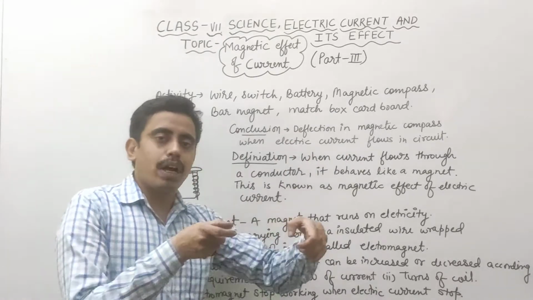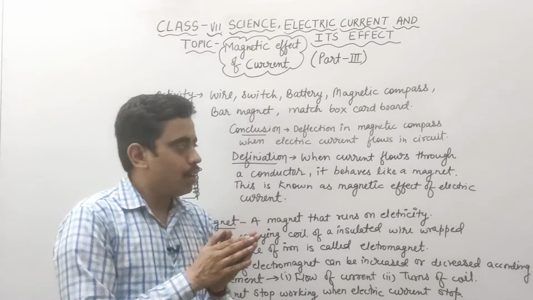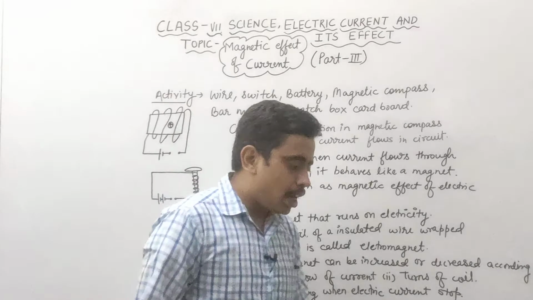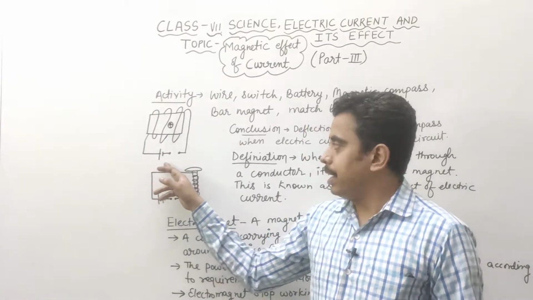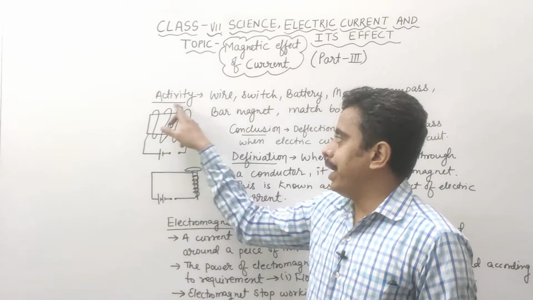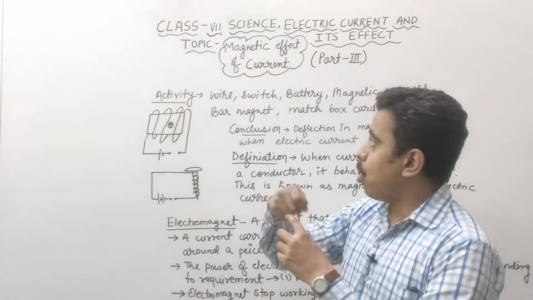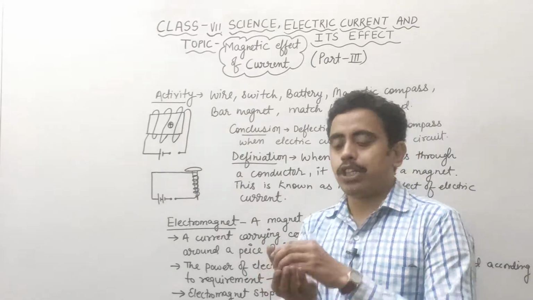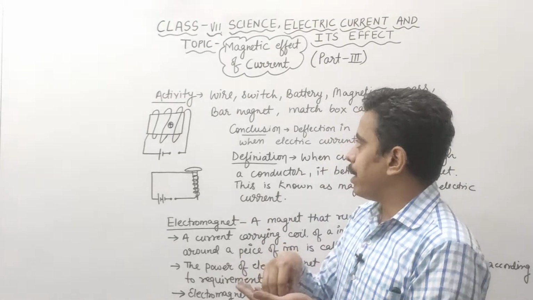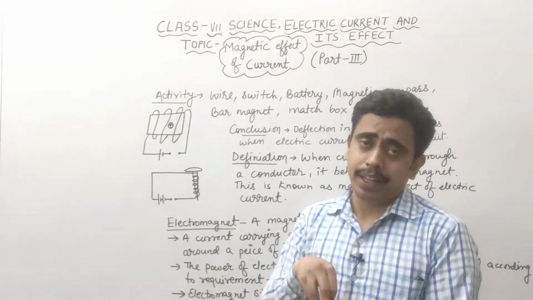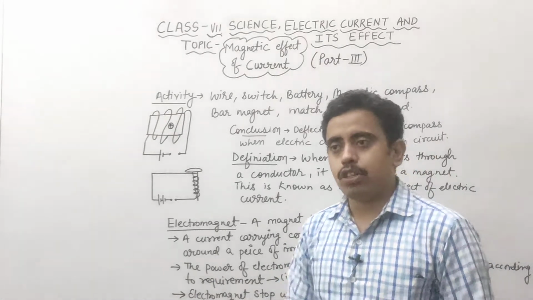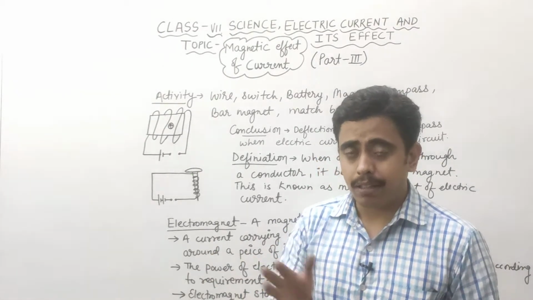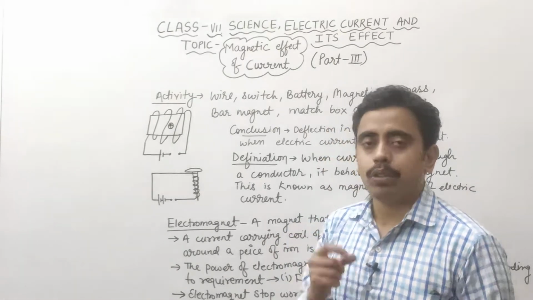Matchbox ke andar jo cardboard aata hai, jo khali jagah wala cardboard hota hai, that is needed. So what you have to do? You have to put a setup according to this diagram. We have plugged in a switch, a battery and a long wire which is coiled on the matchbox cardboard. In the empty space in the middle of the matchbox, we have kept the magnetic compass. As you all know, a magnetic compass shows the direction according to the magnetic effect of the earth. Earth also has a very big magnet inside, because of which the compass is able to show its direction.